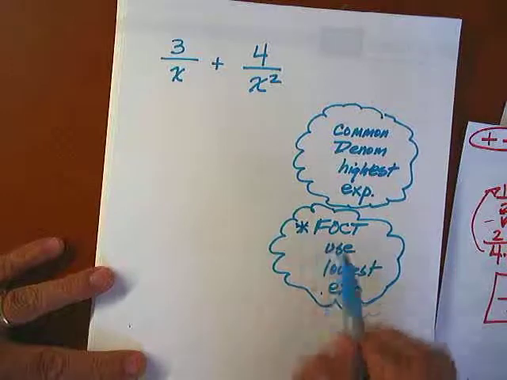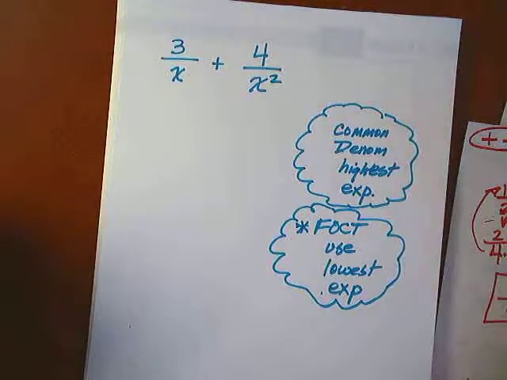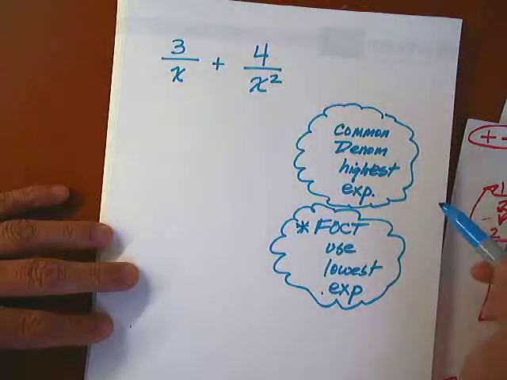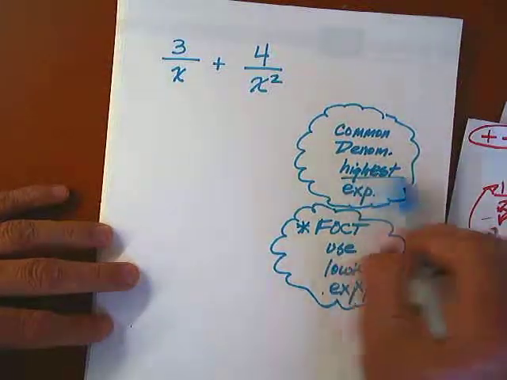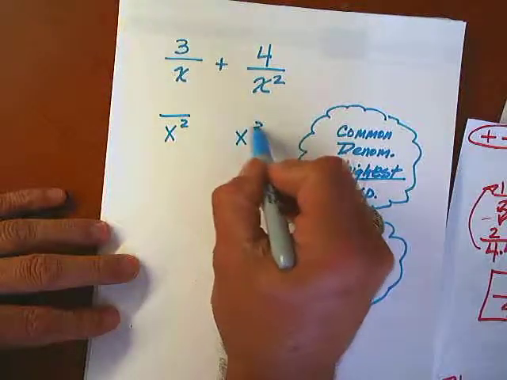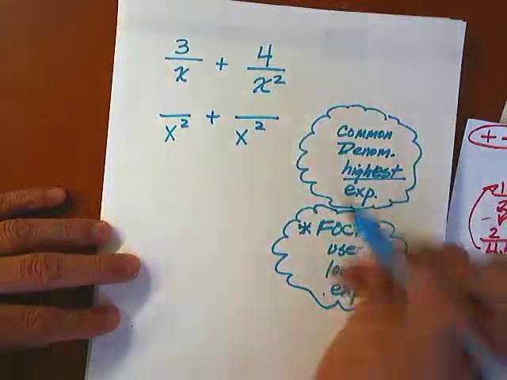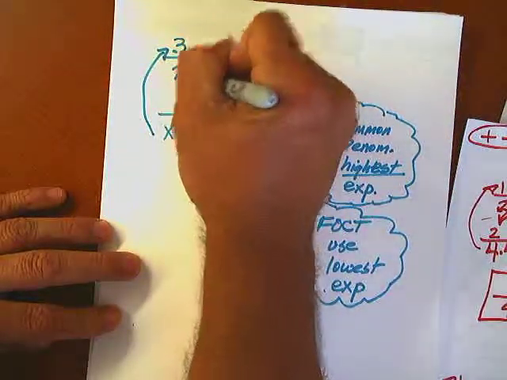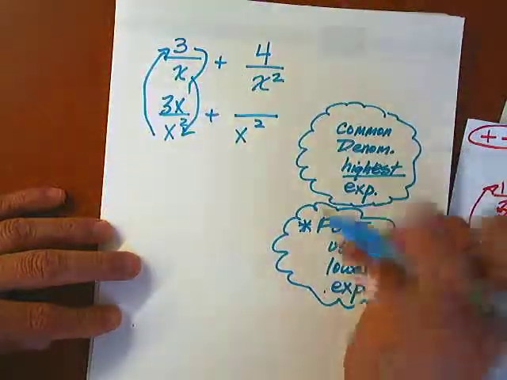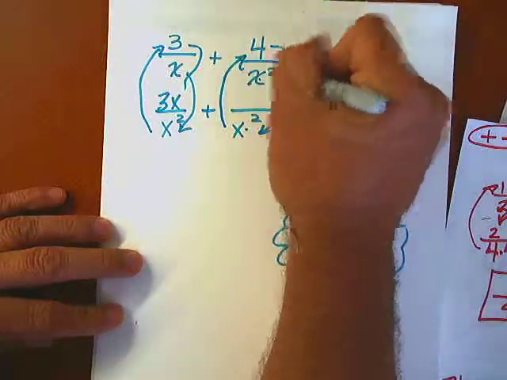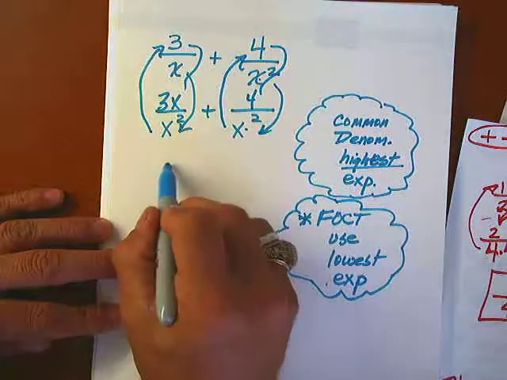Remember that, because when you factor out a common term, you use the lowest exponent. And we did that in the last couple of classes in the lecture. So remember, when you factor out a common term, you use the lowest exponent. When you find the common denominator, you use the highest. So this will be x squared.